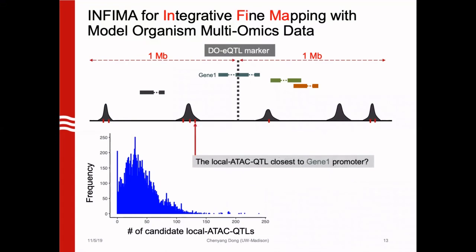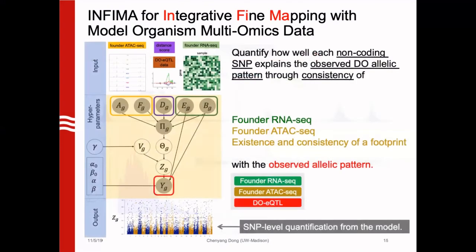So which one is causal? Maybe the one closest to the gene 1 promoter, or maybe the one closest to the marker. Our model resolves this issue. This model is a latent factor model, and we fit it with the expectation maximization technique. The model quantifies how well each non-coding SNP explains the observed DO allelic pattern through the consistency of each piece of data we mentioned before: the founder RNA-seq data and the founder ATAC-seq data, which includes the existence and consistency of a footprint.